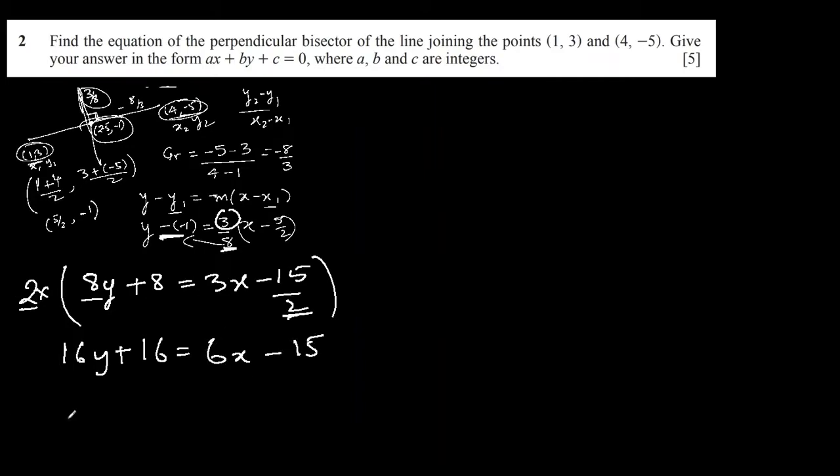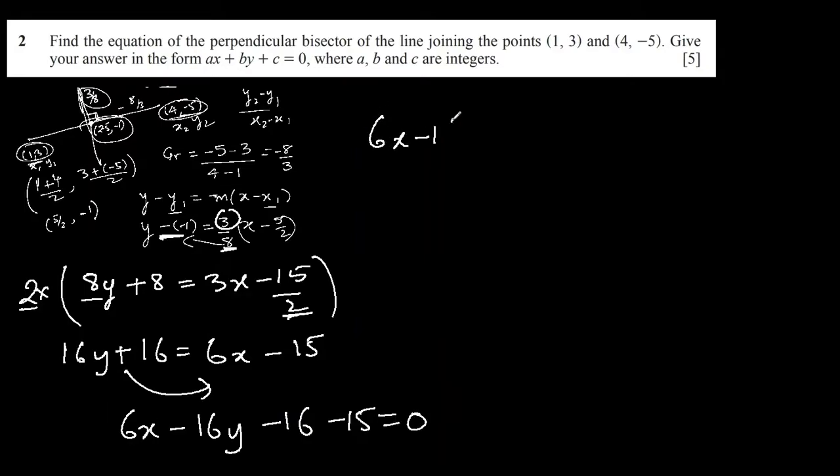And now let's put everything to the right side, because we want a positive x, right? So let's put these things to the right side. So it will be 6x minus 16y minus 16 minus 15 equal to 0. And the final answer could be 6x minus 16y minus 31 equal to 0.